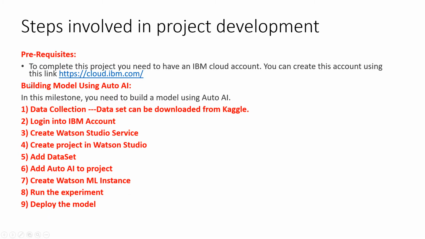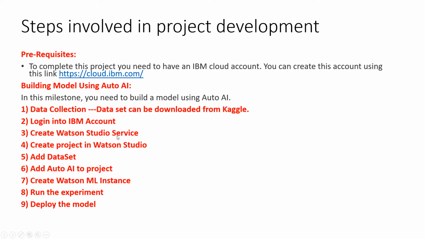The next thing is building the model using Auto AI. In this milestone, you need to build a model using Auto AI. So the first step is data collection. You need to download the data set from Kaggle. Then you need to log in to the IBM account. Just now I've shown you, after creating an account, you need to log in to it.